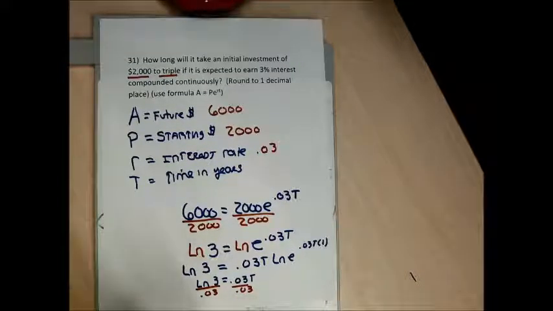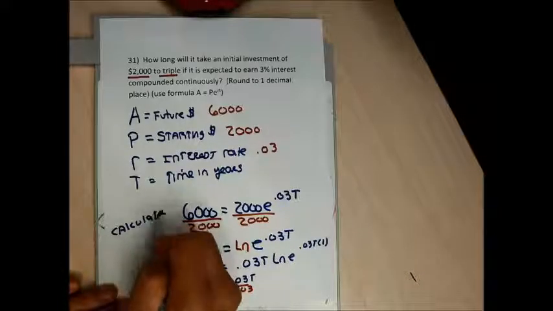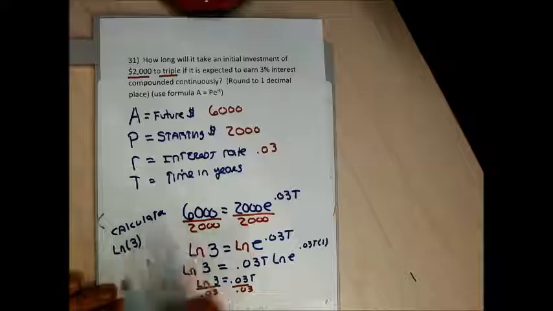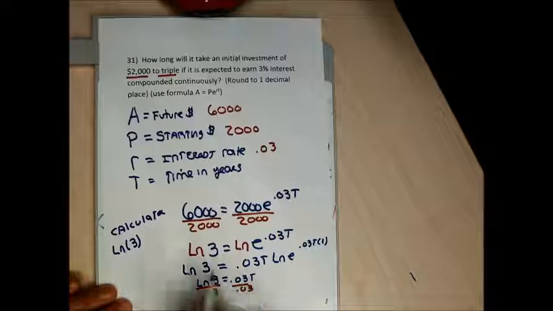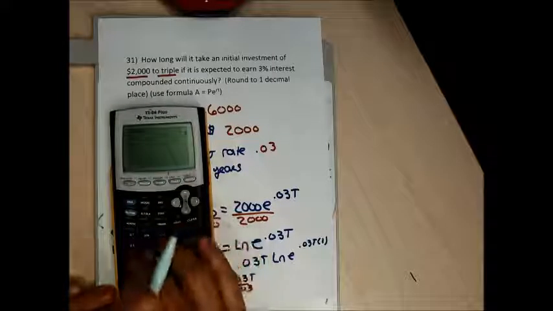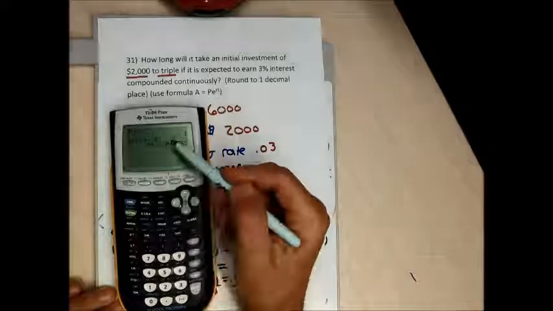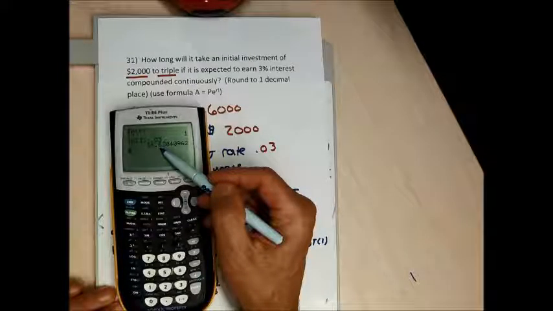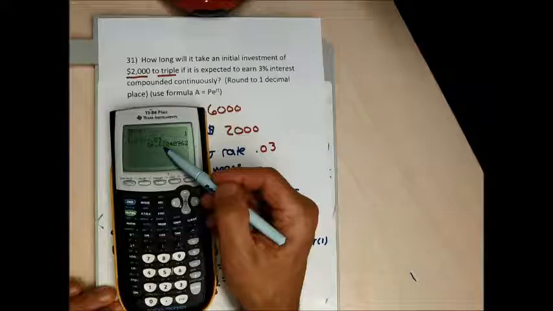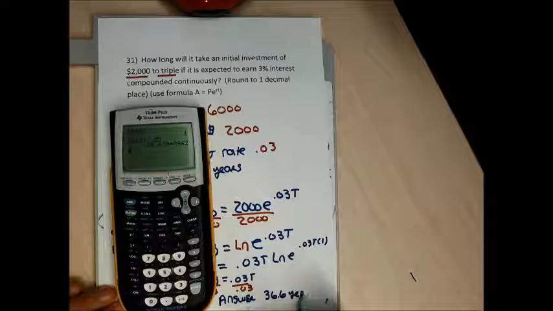And then I'm going to use my calculator. And on my calculator, to do that left-hand side, I just have to go the natural log of 3. The 3 needs to be in parentheses. And then just divide it by 0.03. So natural log of 3 divided by 0.03. That gives me an answer, and I'm supposed to round to 1 decimal. So I'm just going to write 36.6 because the number after the 6 tells me not to round it up. So for my answer, because this is a number of years, I'm going to say it's 36.6 years.